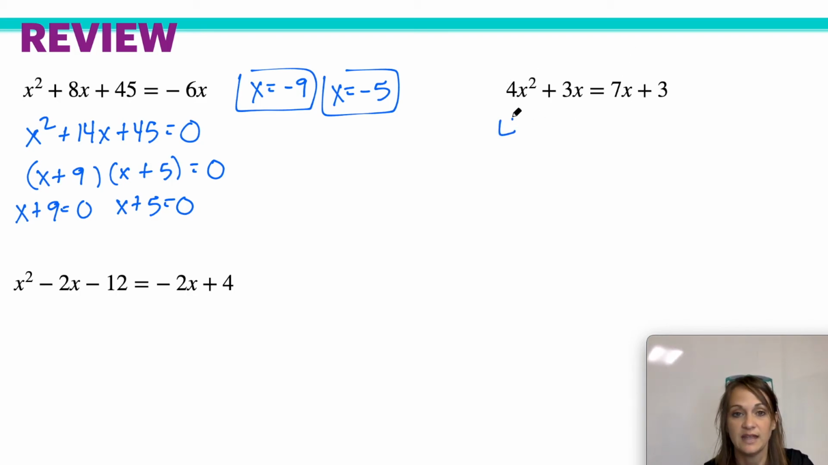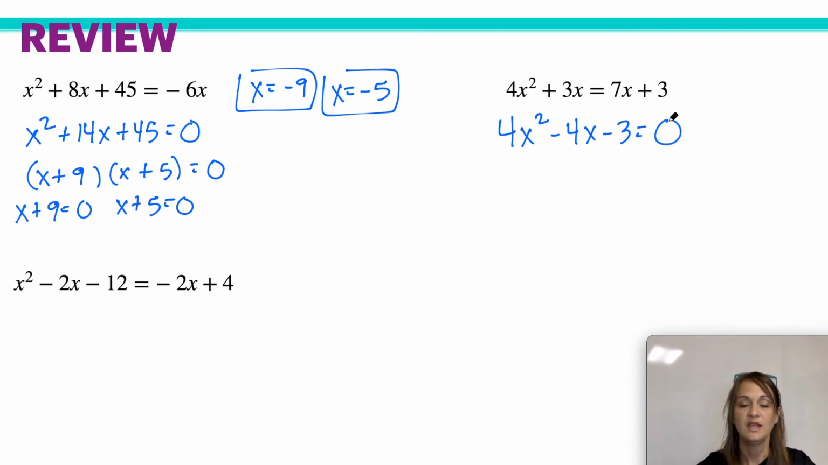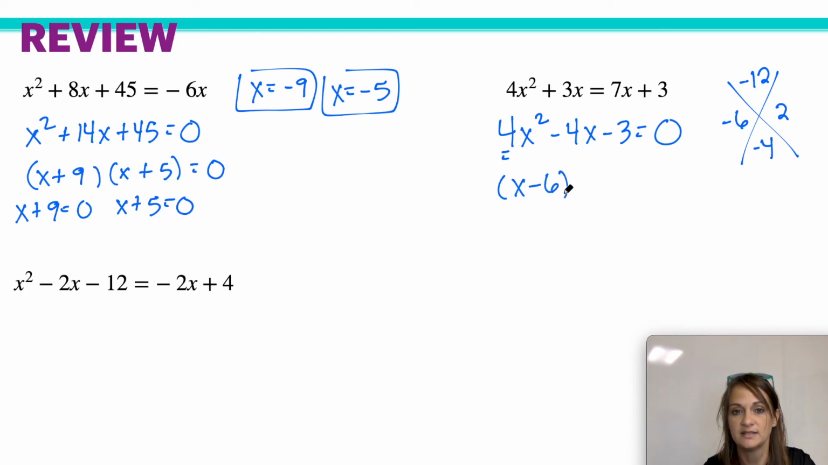The second one, again, it has to be equal to 0. So I'm going to get everything on the left-hand side. So I'm going to subtract 7x to get a -4x, and then subtract 3. This is the illegal move because you have a number in front. So first thing is multiply the first times last to get -12. And I believe the answer should be a -6 and a +2, because -6 plus 2 is -4, and that gives you -12. So you get x minus 6 and x plus 2.